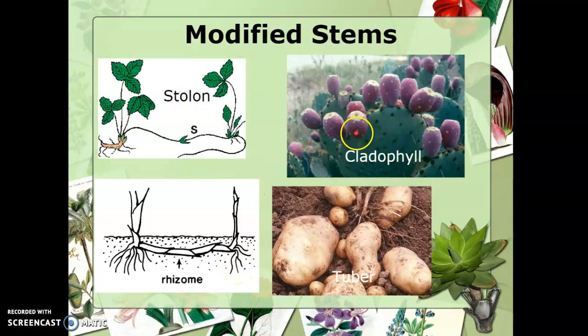Cladophylls, these are stems that you find usually on a cactus plant. It still can put flowers off of that extra stem, and you can actually break these off and plant these in order to create new plants.